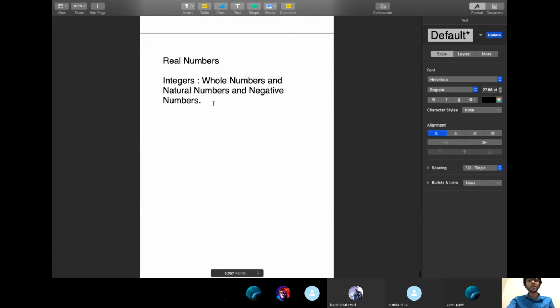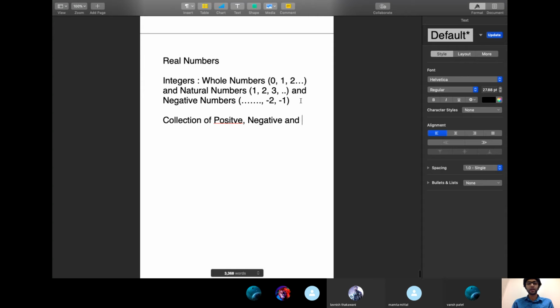Whole numbers and natural numbers and negative numbers are all part of integers. Whole numbers are all the numbers from 0 to infinity. Natural numbers are the numbers from 1 to infinity. Negative numbers are all the numbers from negative infinity to negative 1. Combining all these three types of numbers, we get integers. So we can say integers are a collection of positive, negative, and 0.